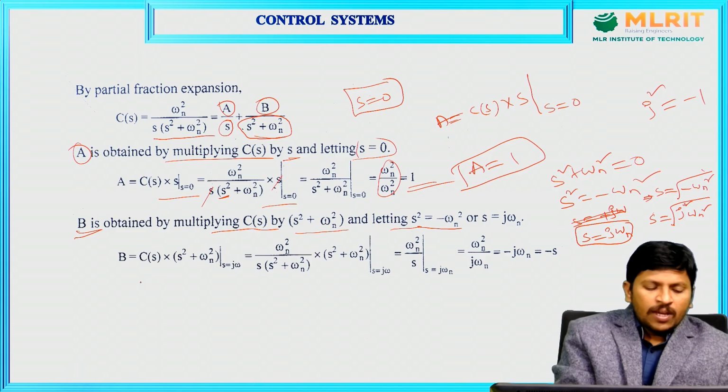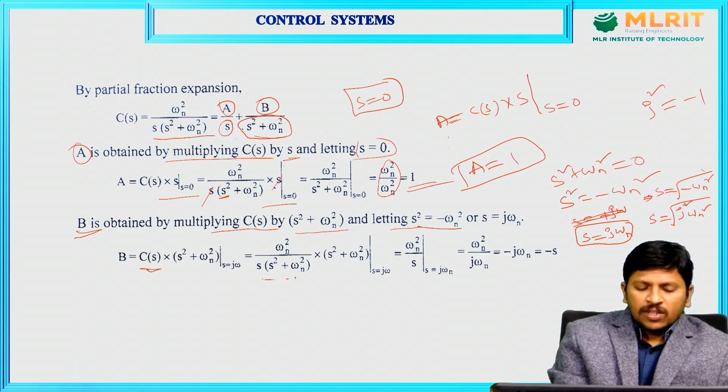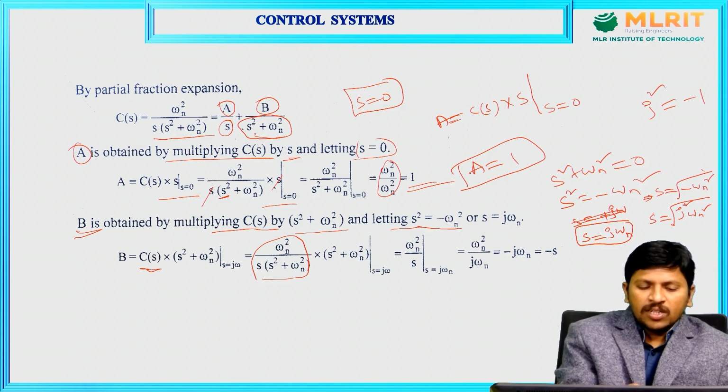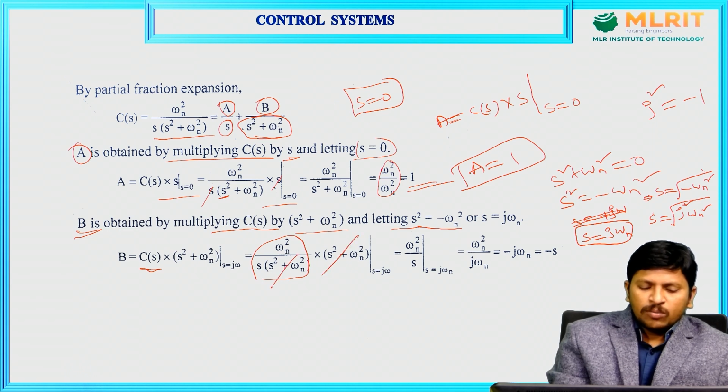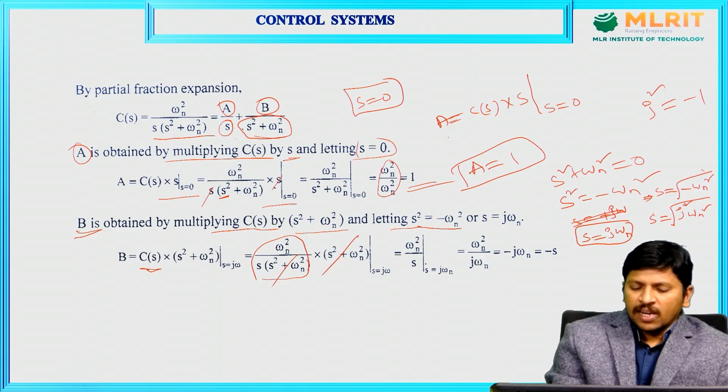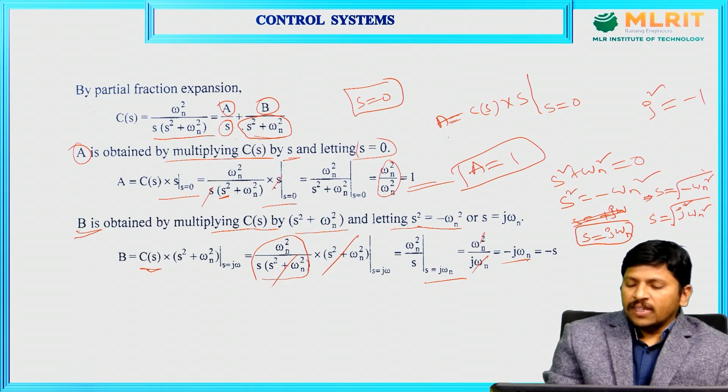So here, this is our C of S, omega n square by S into S square plus omega n square, and it is multiplied with the denominator of B, S square plus omega n square. This term and this term both get cancelled. So omega n square divided by S, letting S equals to j omega n. Substituting j in the denominator, it comes under the numerator as minus j. So minus j omega n, one omega n is cancelled, so it is minus j omega n.